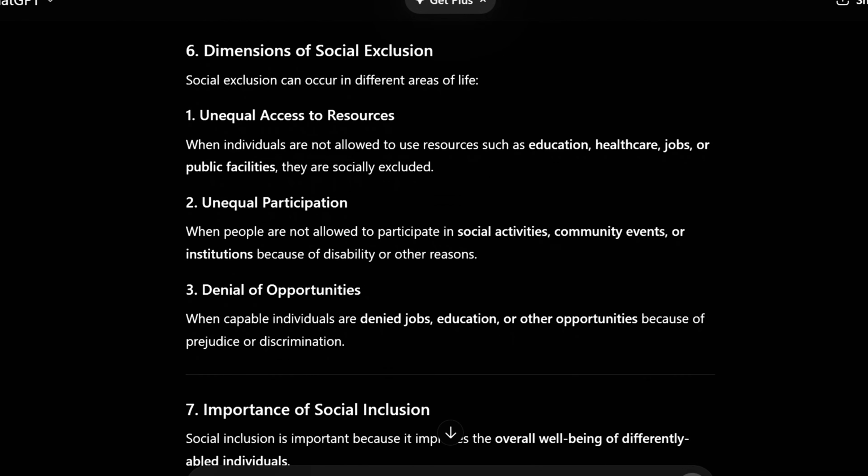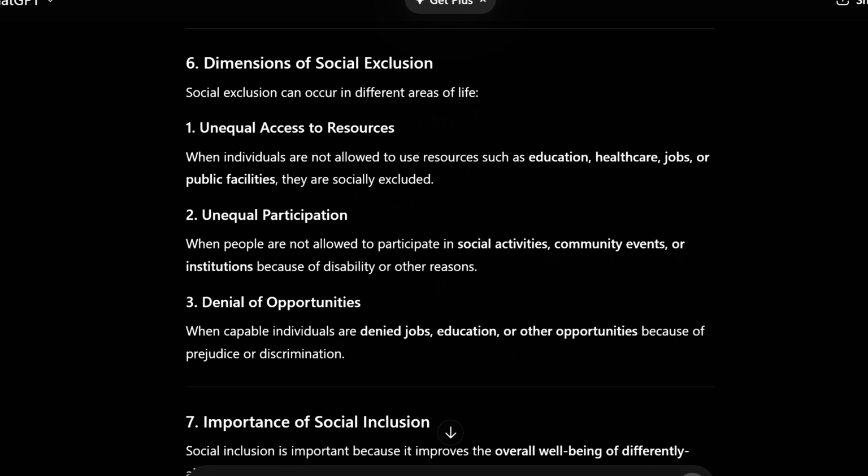6. Dimensions of social exclusion. Social exclusion can occur in different areas of life. 1. Unequal access to resources. When individuals are not allowed to use resources such as education, healthcare, jobs, or public facilities, they are socially excluded. 2. Unequal participation. When people are not allowed to participate in social activities, community events, or institutions because of disability or other reasons. 3. Denial of opportunities. When capable individuals are denied jobs, education, or other opportunities because of prejudice or discrimination.